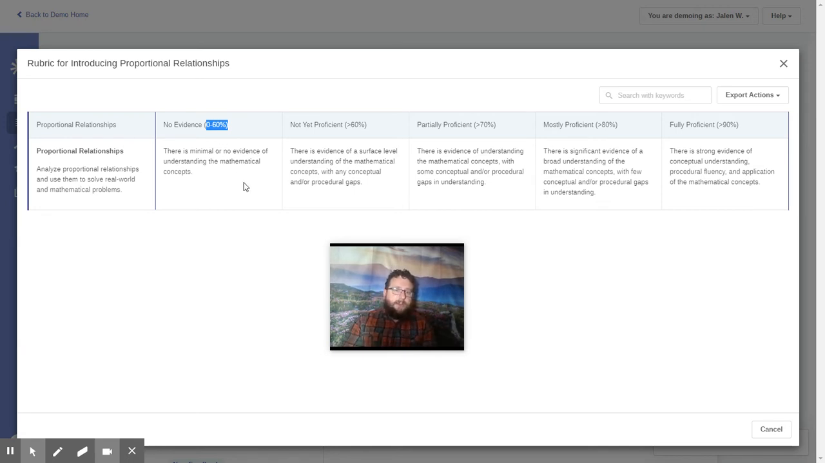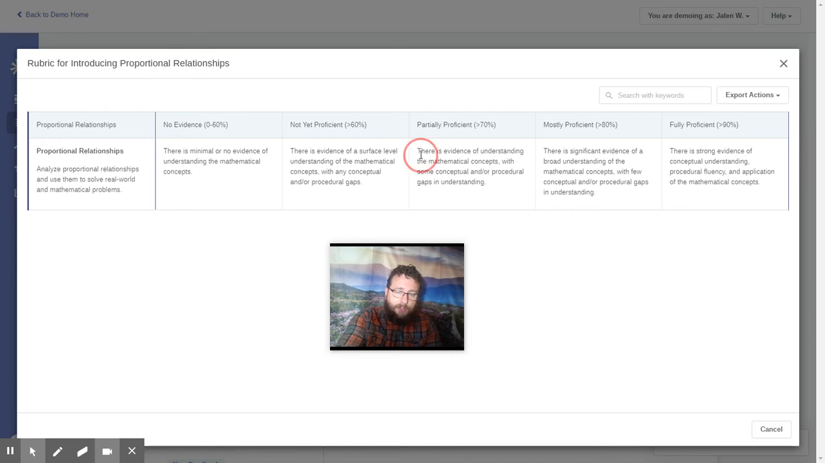Now, what it actually means to be within the first range is that the work you've done in that test does not show any evidence or has very minimal evidence of any understanding of the mathematical concepts of the unit. For the not yet proficient category, that means there's a surface level of understanding, so you know something about what you're supposed to know, but there are many conceptual or procedural gaps or mathematical concepts that are not demonstrated fully in that unit, or not much at all, actually.